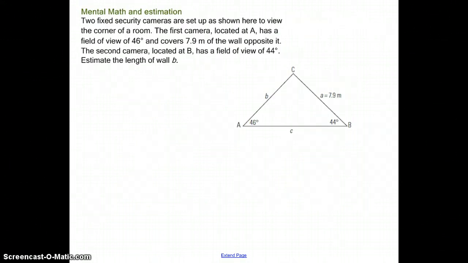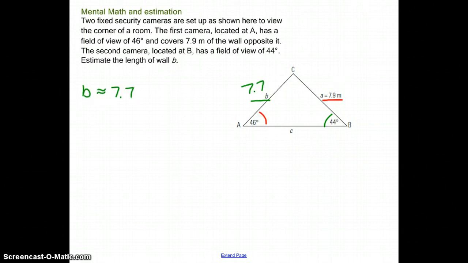Here we have a triangle. It's supposed to be of 2 security cameras to view the corner of a room. We have one angle is 46 and the opposite side, or the side across from it, is 7.9. Then we have another angle, 44, and we're trying to determine approximately what the side across from it would be, not using any calculators.